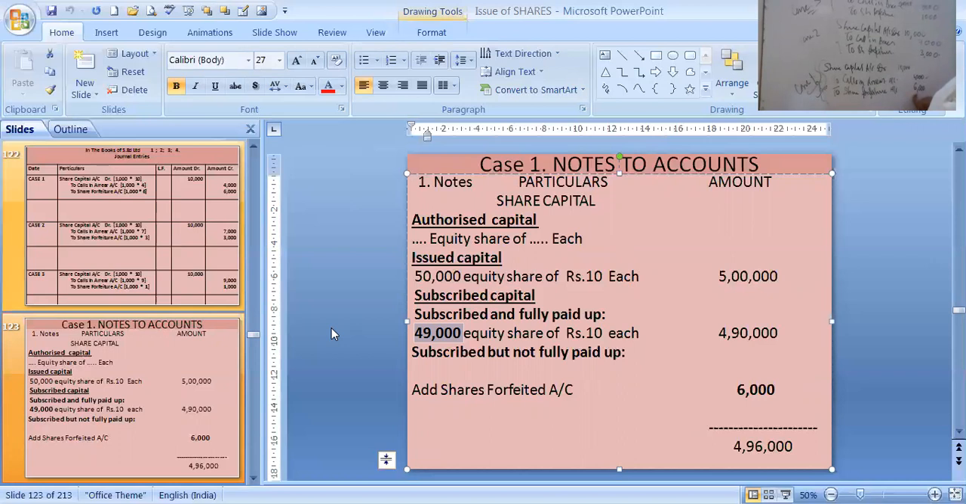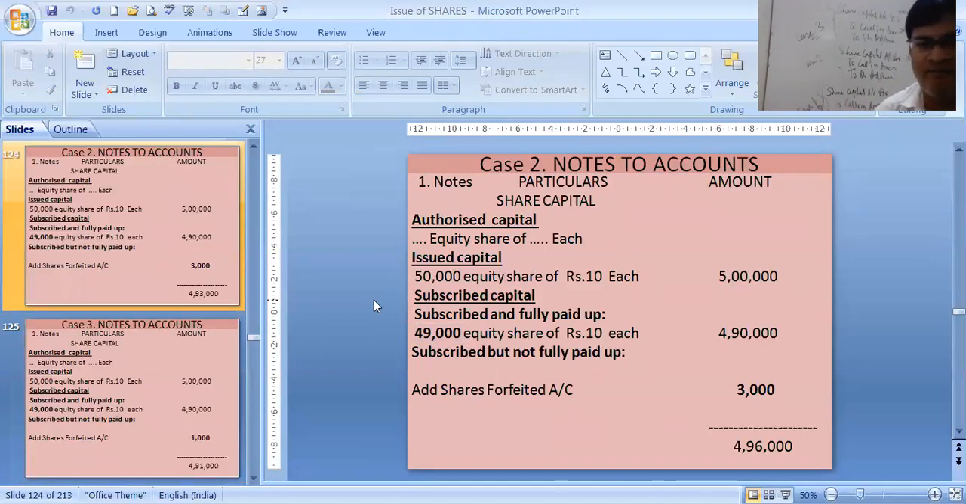As we are not reissuing these shares, this 6,000 will be added in share capital. Students, this will be added with the share forfeiture account. And our balance sheet total is 4,96,000. If you had prepared the bank account, we would also have seen it come to 4,96,000, and we would have just shown this 4,96,000 in the main balance sheet.